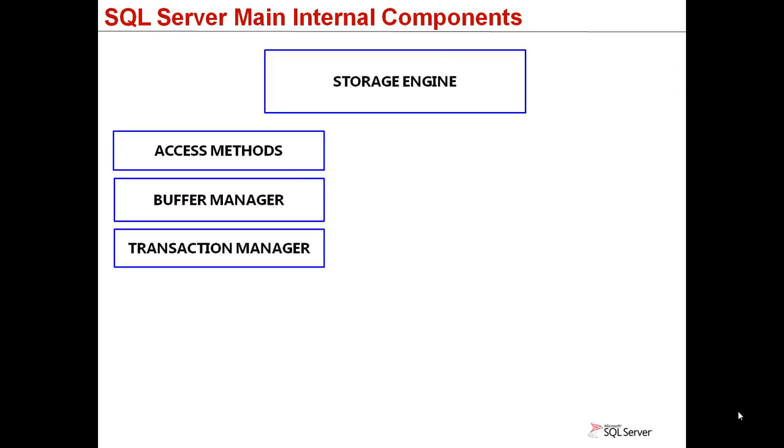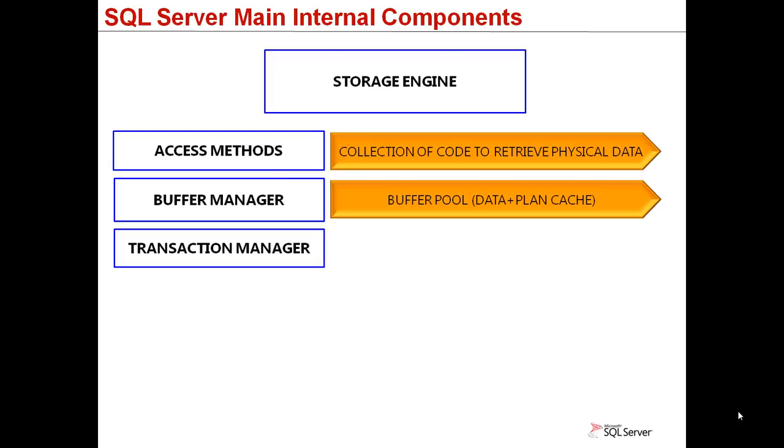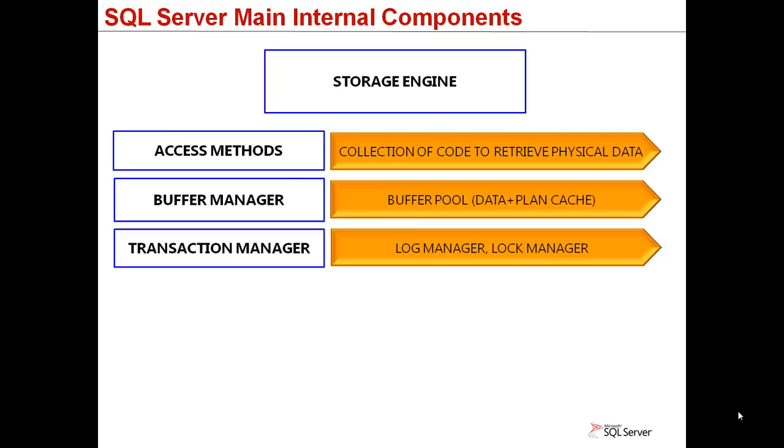And the storage engine is composed of the access methods, the buffer, and the transaction manager. The access method is a collection of code for data retrieval, as I said before in the query lifecycle. The buffer manager contains the buffer pool, which is the main memory consumer, and also the data and plan caches. And the transaction manager governs the log and lock manager. And these are, in summary, physical operations. Now, you may be asking why we did not use the log and lock manager in the query lifecycle. That was because the query was a simple select statement, so there was no data change at all.